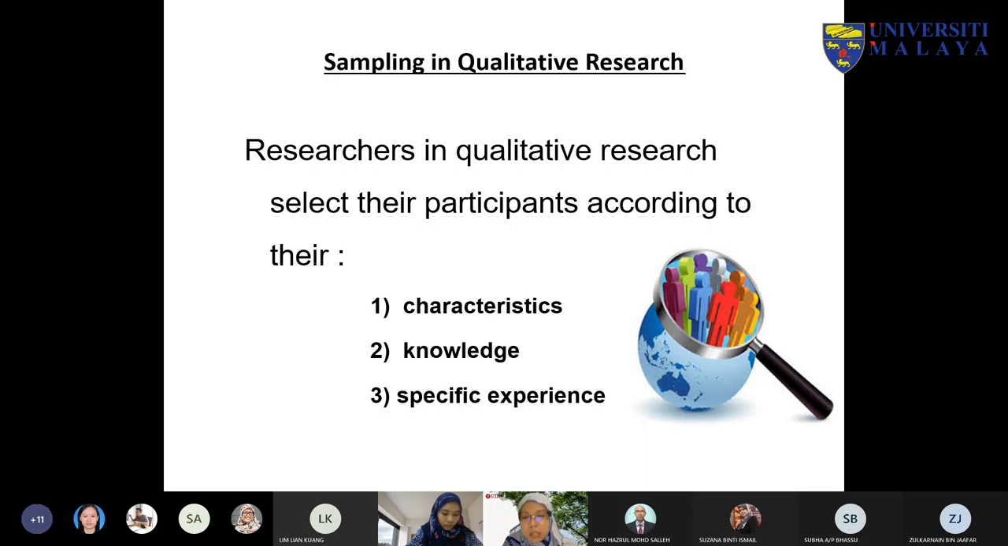Then we move quickly to sampling in qualitative, it's already past 10. In qualitative, how we select our participants is based on the specific characteristics, specific knowledge and specific experience that they have. The more specific, rigid and detailed you can list down, the better the participant quality. Like for a job interview, before people apply you list all the candidate criteria. Same goes with qualitative sampling.